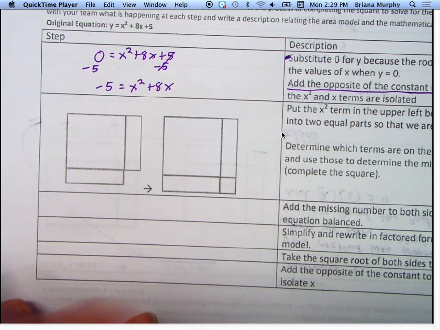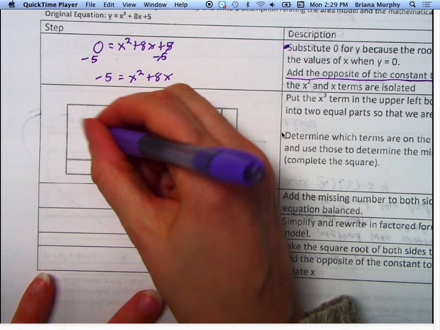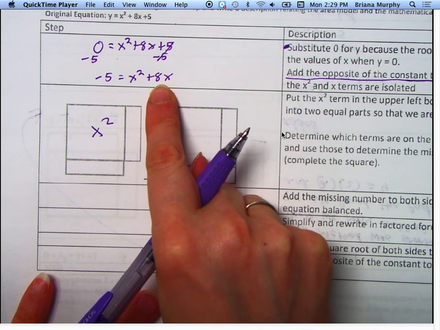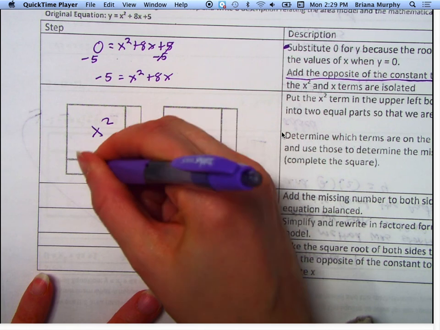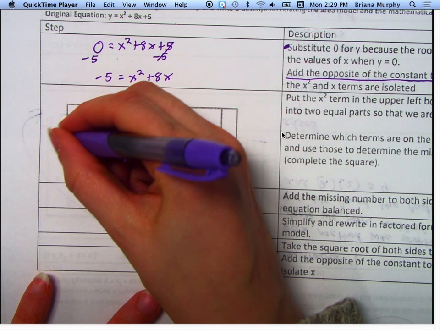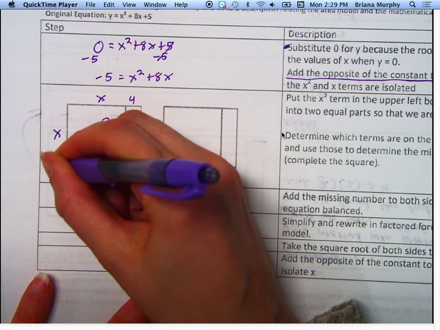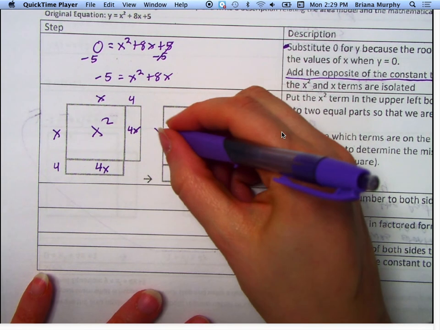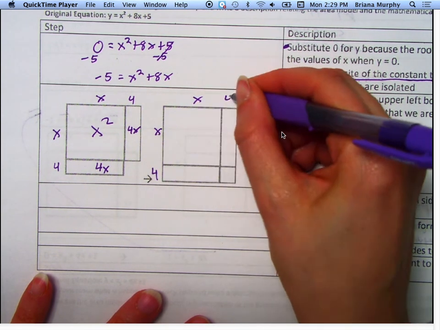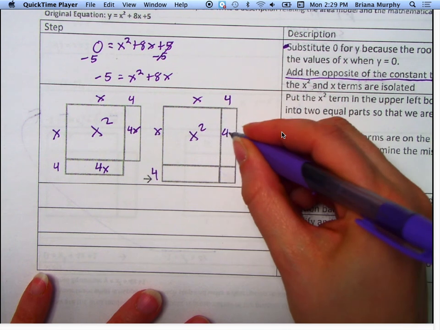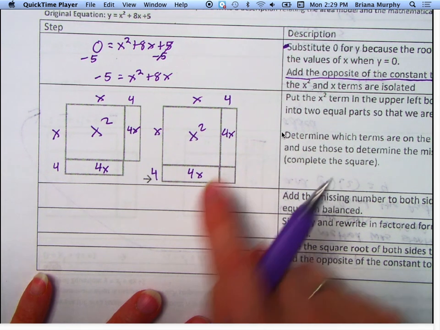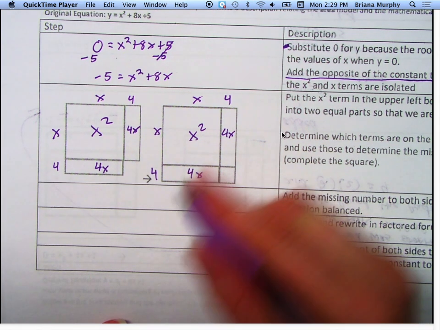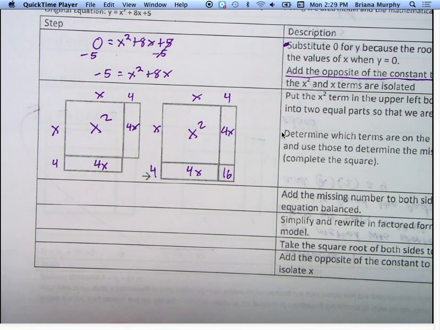Now it says put x squared in the upper left corner and split the x's. What's half of 8x? So that's why I get 4x here and 4x here, right? So this must be x, 4, and 4. So what is this bottom piece then? If this is x squared and this is 4x and 4x, this right here is going to be 4 times 4. What's 4 times 4? 16. Okay, complete that square.